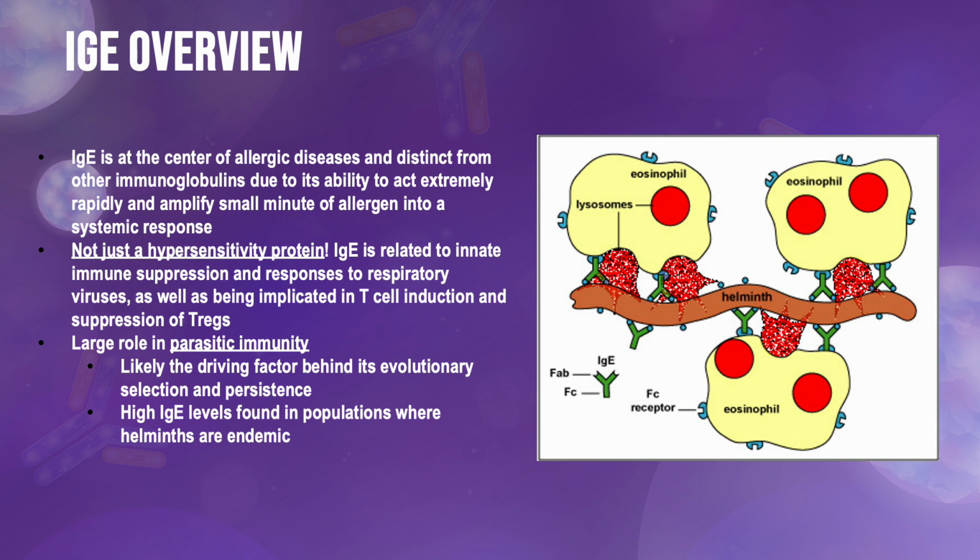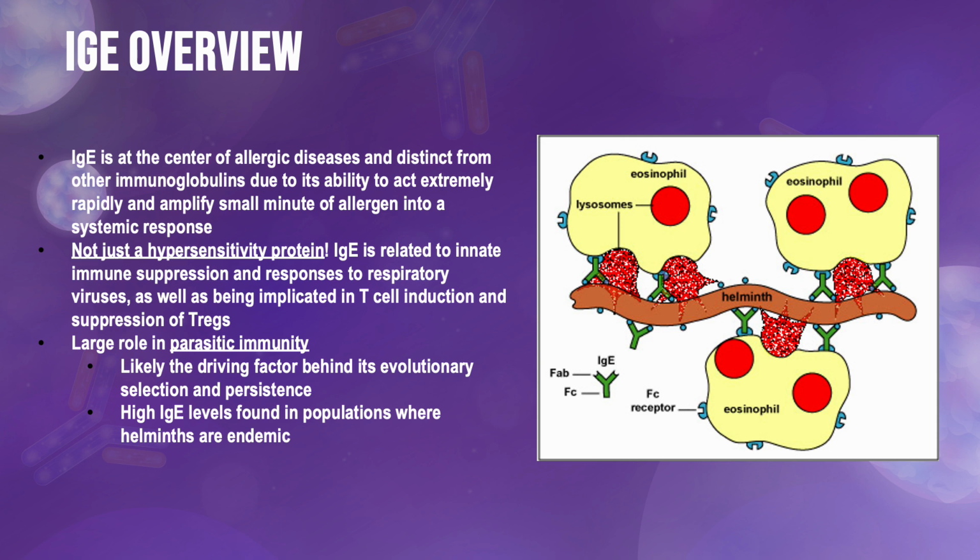To give an overview, as I said, IgE is at the core of a lot of allergic diseases, and it's different from a lot of the other immunoglobulins because it acts much, much faster, and it can amplify a very small allergen signal into a very widespread and diffuse response, which is why even the smallest amount of, like, a peanut, for example, could launch someone into a systemic anaphylactic reaction.